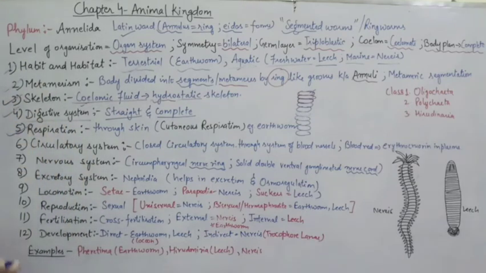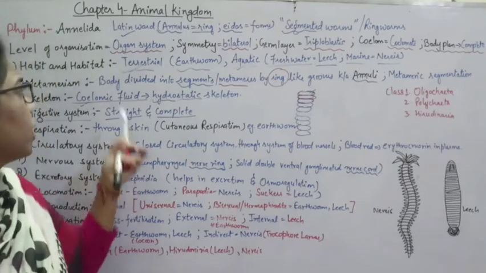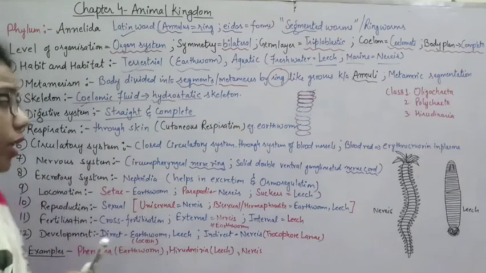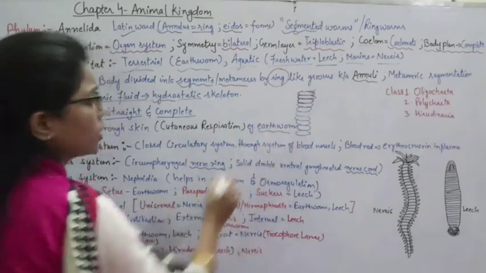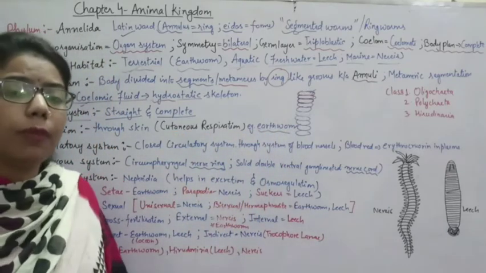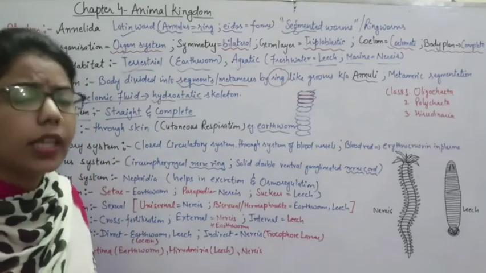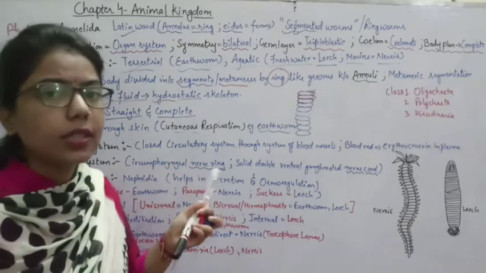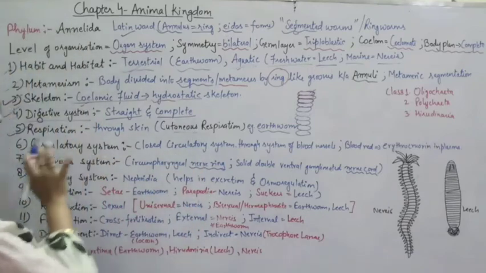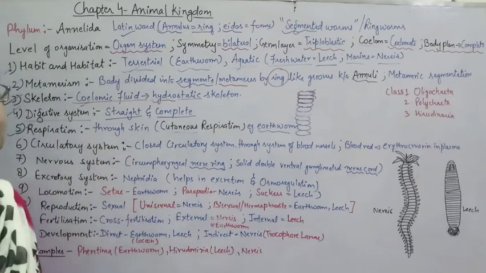Now if you talk about respiration, how are they respiring? Respiration takes place with the help of skin. Wherever these organisms are living, they respire through the exchange across their skin, right? An example is the earthworm. If you see the earthworm, how are they respiring? With the help of their skin. And this type of respiration which takes place with the help of skin is known as cutaneous respiration. So this is about respiration, how they are respiring. Along with this, they have some seta-like structures.